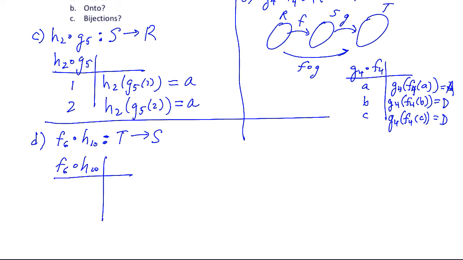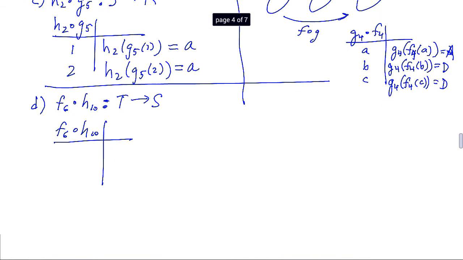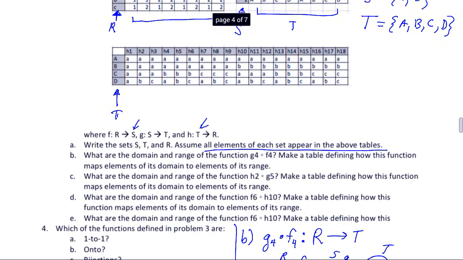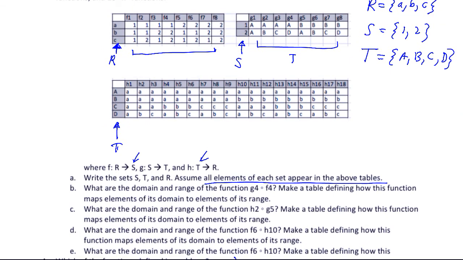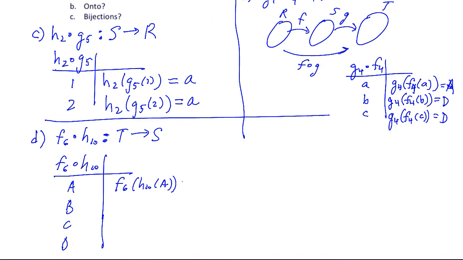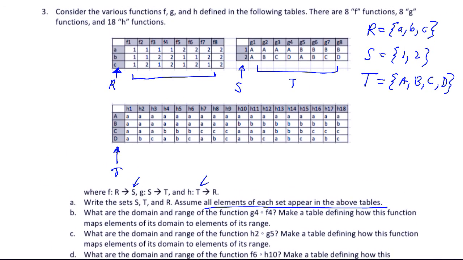The elements of T are capital A, B, C, D. And F6 of H10 of A. Let's see, H10 of A is little a. Here I'm showing an extra step. And F6 of little a is 2.